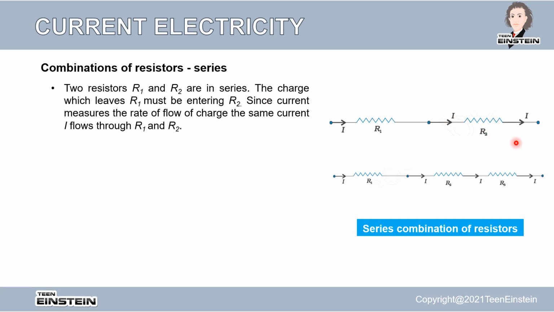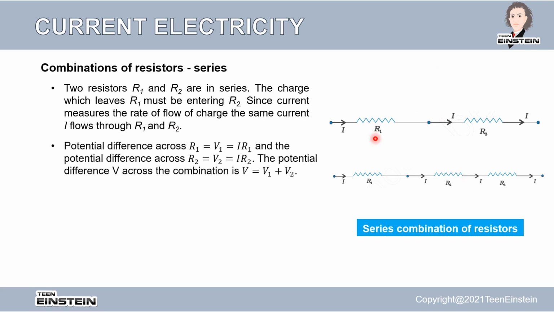So there are two resistors in series, and since the current measures the rate of flow of charge, the same current I flows through R1 and R2 if they are connected through the same cell. Now if you look at the potential difference, the overall potential difference has to be equal to the potential drop across R1 plus the potential drop across R2. The potential drop across R1 is I R1 according to Ohm's law, and the potential drop across R2 is I R2. Now the total potential difference across the combination is equal to V1 plus V2.